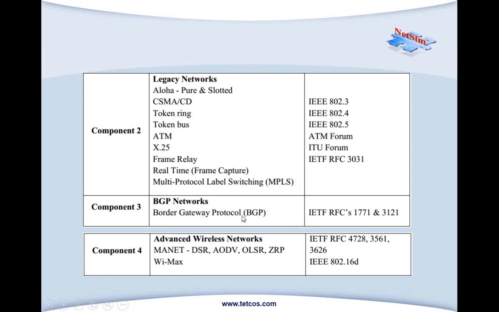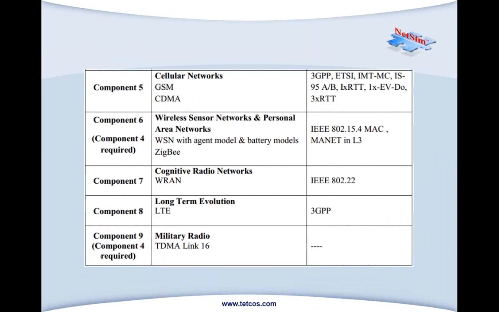Then in component 4, we have advanced wireless networks. In this we have MANET and WiMAX. In MANET, the DSR, AODV, OLSR, and ZRP protocols are used. And then we have WiMAX. Then in component 5, we have cellular networks. In this we have both GSM and CDMA.